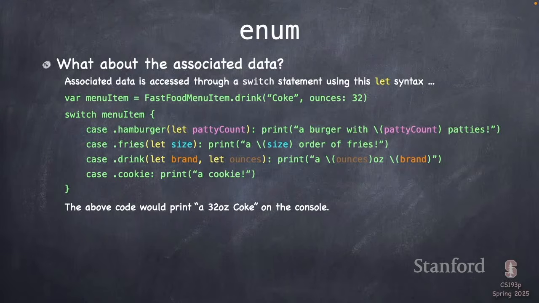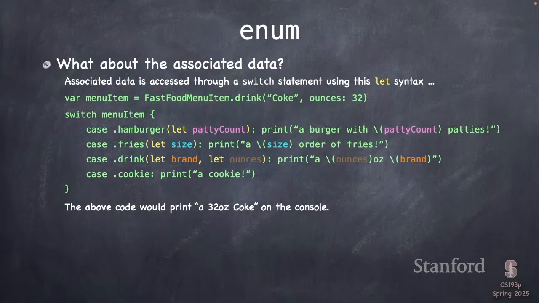We get through that with switch. Switch is the only way, really, to get at the associated data. I shouldn't say it's the only way, but it's the way that we get associated data. And all we got to do is same exact switch I had before, but I'm putting parentheses, let, and some variable name for each of the pieces of associated data that I want to grab out of that thing.